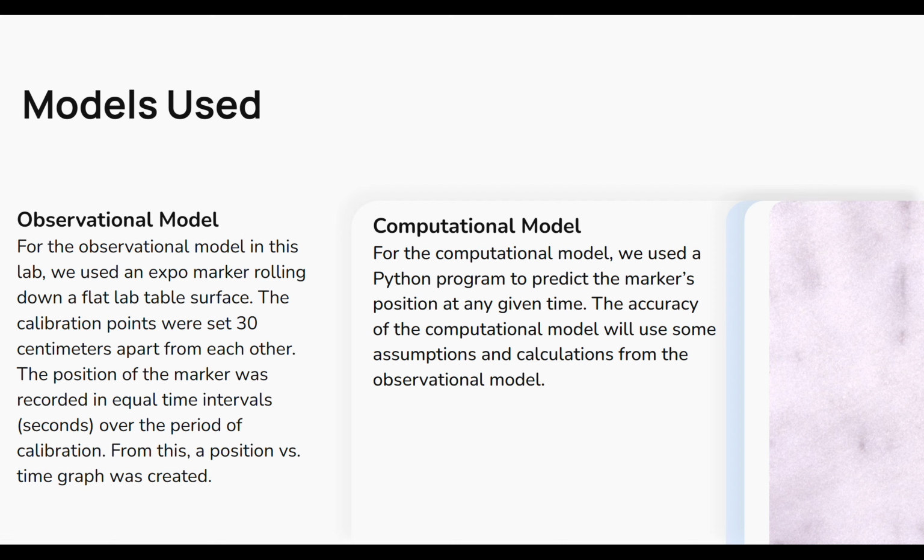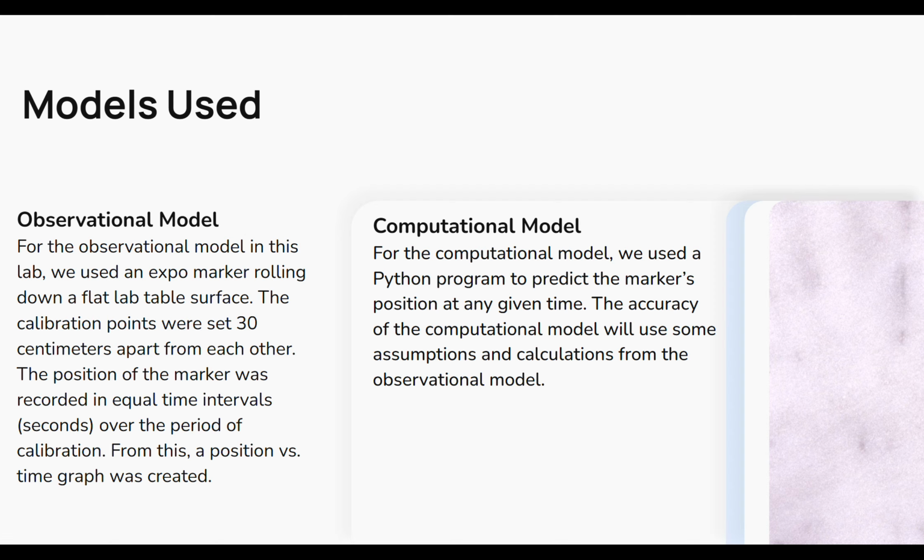So for the observational model, like I said earlier, we used an expo marker rolling down a flat lab table. The calibration points were actually set 30 centimeters apart from each other. What that means is that we used only 30 centimeters of the expo marker roll. This is because we wanted to capture the time where there was no acceleration, no net force, and constant velocity. The position of the marker was tracked using a tracker in equal time intervals over the whole period of calibration, and from this, a position versus time graph was created.